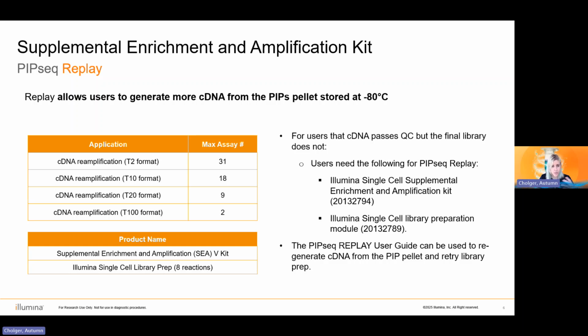And so in order to do PipSeq replay, you would need both of these part numbers from Illumina. You would need the supplemental enrichment and amplification kit, as well as the library prep module to do the library prep after amplifying that cDNA. So that's everything that you would need to re-amplify your samples using PipSeq replay.